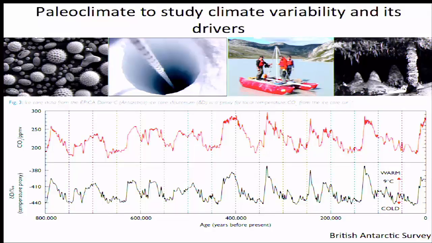I think most of you are probably familiar with the graph here, which shows a 800,000 year long record of carbon dioxide in the atmosphere and of temperature in the atmosphere. It's derived from an ice core in Antarctica. It shows that the global temperatures follow the amount of carbon dioxide in the atmosphere closely. Have been doing that over the last 800,000 years.